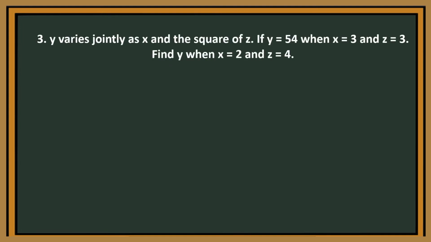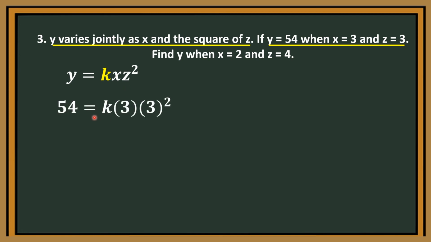Number 3, y varies jointly as x and the square of z. If y is equal to 54 when x is equal to 3 and z is equal to 3. Find y when x is equal to 2 and z is equal to 4. First, we're going to translate y varies jointly as x and the square of z. An equation that is y is equal to k times x times z squared, wherein k is constant. Next, y is equal to 54 when x is equal to 3 and z is equal to 3. Let us substitute 54 to y, 3 for x, 3 for z.